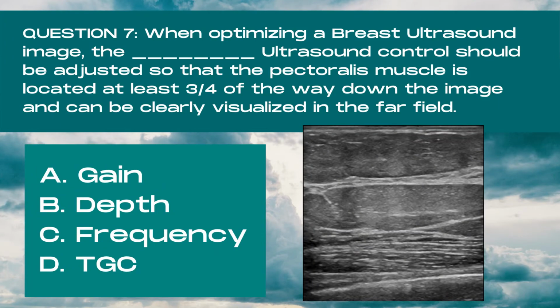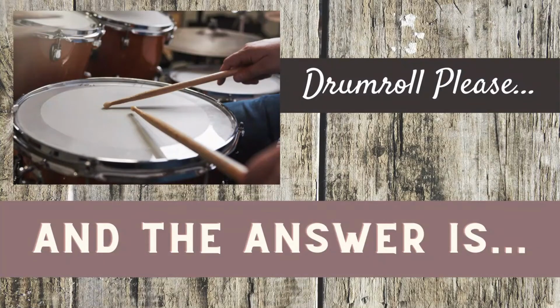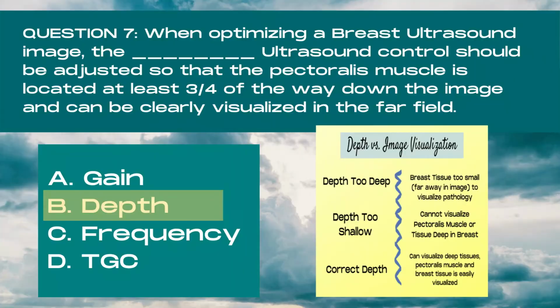Question 7. When optimizing a breast ultrasound image, the blank ultrasound control should be adjusted so that the pectoralis muscle is located at least 3/4 of the way down the image and can be clearly visualized in the far field. A. Gain, B. Depth, C. Frequency, or D. TGC. And the answer is B, depth.